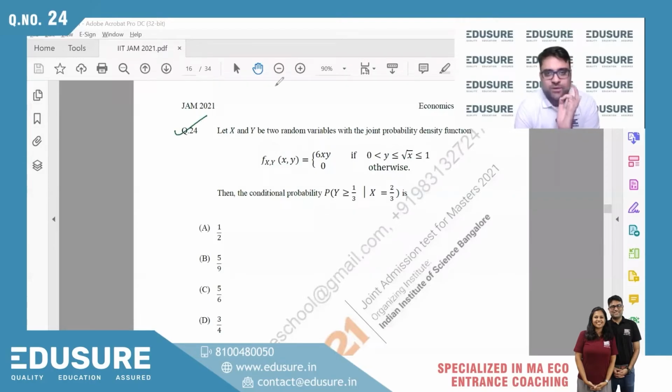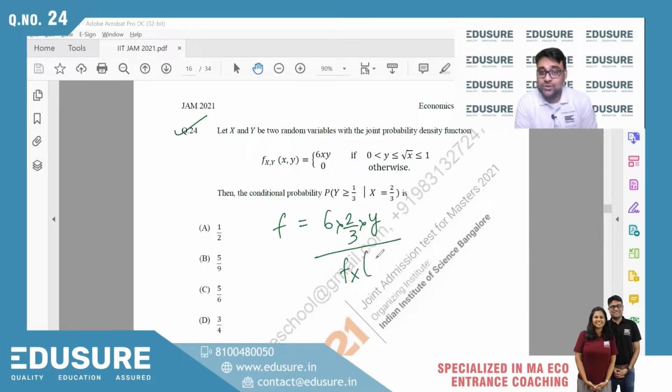IIT JAM 2021 question number 24. We have a joint PDF given like this. We need to find the conditional probability of x y greater than or equal to 1 by 3 when x is equal to 2 by 3. So basically, in the joint function you have to take x equal to 2 by 3, so put 2 by 3, and let y stay as it is. And since it is a conditional probability, you have to divide by the marginal distribution of x. Find out the marginal distribution of x and put x equal to 2 by 3.